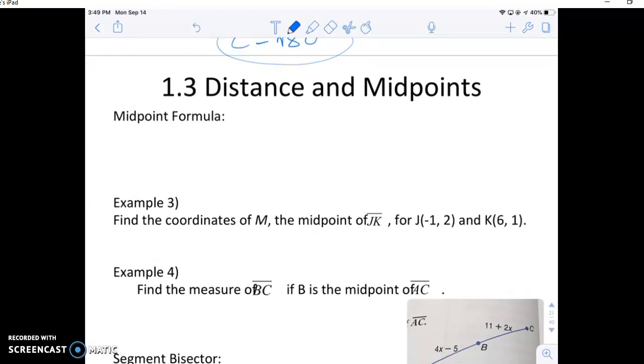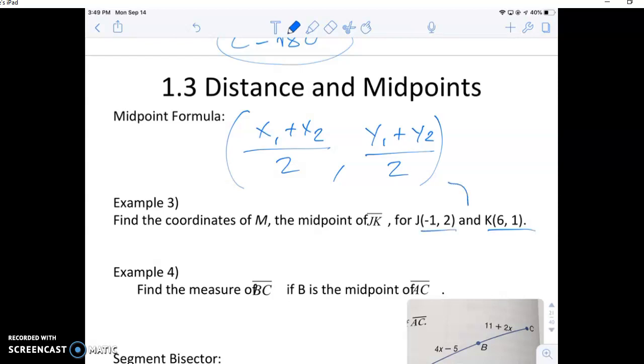Next, we have what's called the midpoint. Remember, the midpoint's the point between 2 points. The formula is just x1 plus x2 divided by 2, and y1 plus y2 divided by 2. It's just an ordered pair. Alright, that's really what it is. So, example 3 says find the coordinates of M, the midpoint of JK for points J and K.